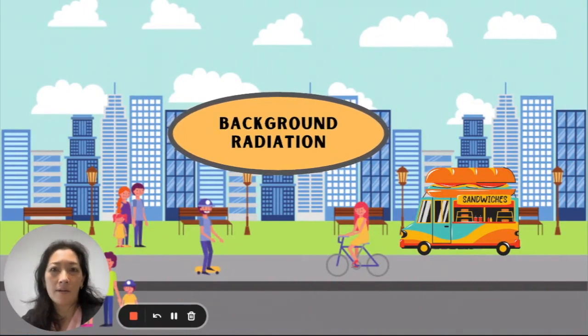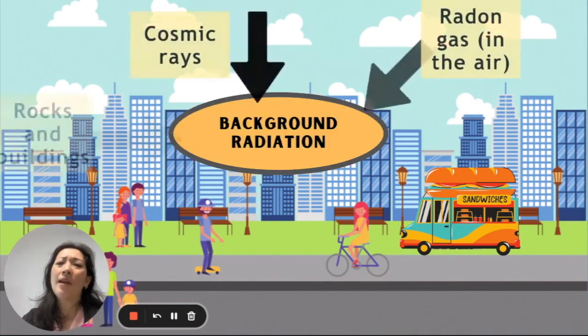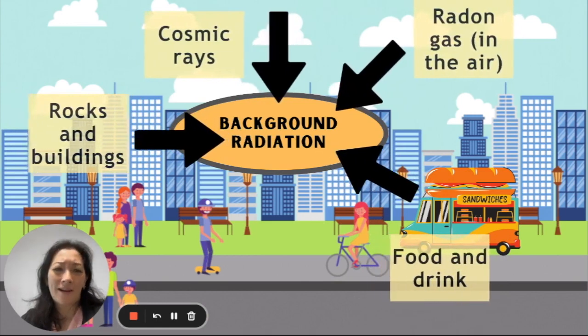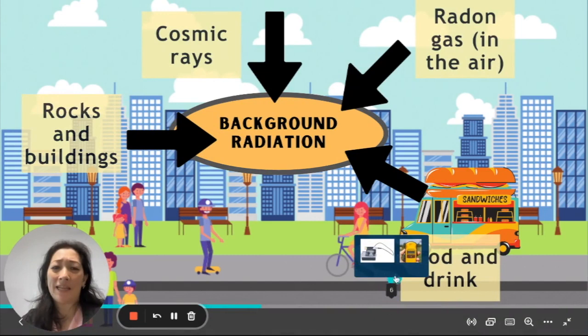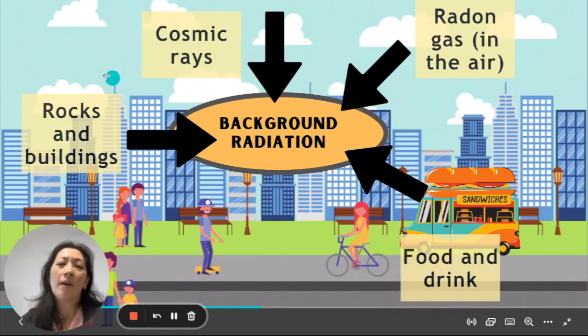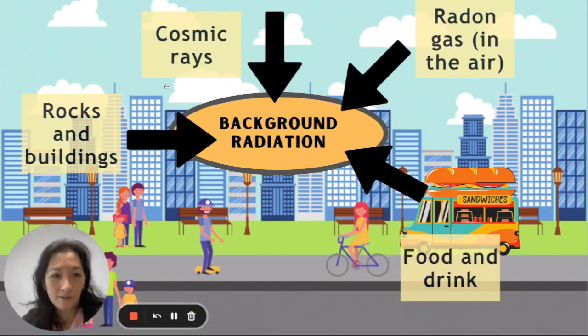Where on Earth does this background radiation come from? Like I mentioned just now, it comes from everywhere around us. It could come from the gas in the air, for example, radon gas. It could come from the food and drink that we eat and drink. It could come from the rocks and building materials. It could come even from the furniture that we are working on and sitting at.